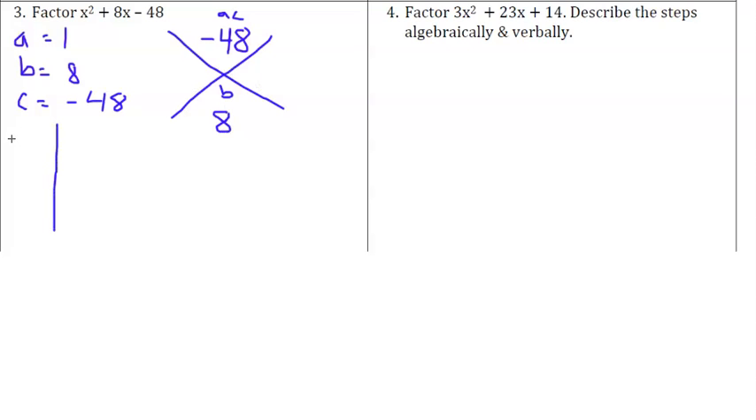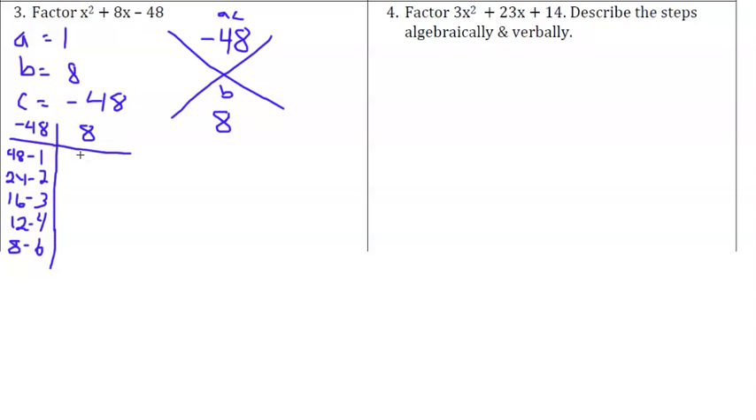Let's draw a T-chart. So our products, our factor pairs of negative 48, and our sum needs to be 8. So the factors of negative 48 are negative 1, 48, 2 and 24, 3 and 16, 4 and 12, and 6 and 8. 7 doesn't work, and 8 is already used, so we're done with listing out the factor pairs.